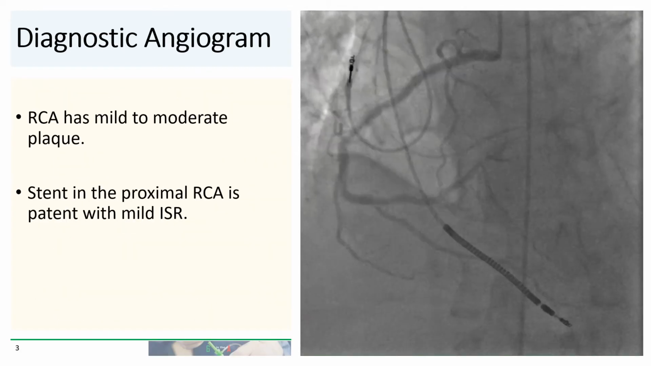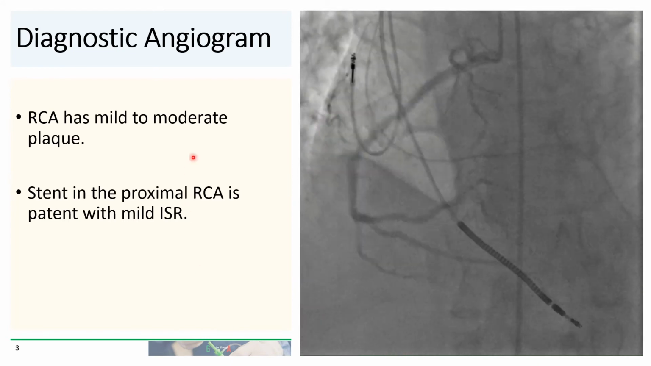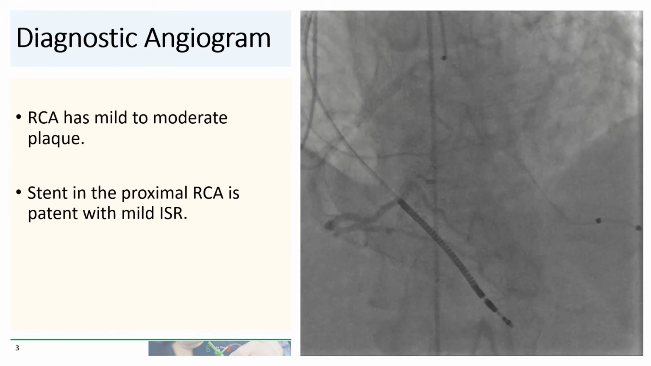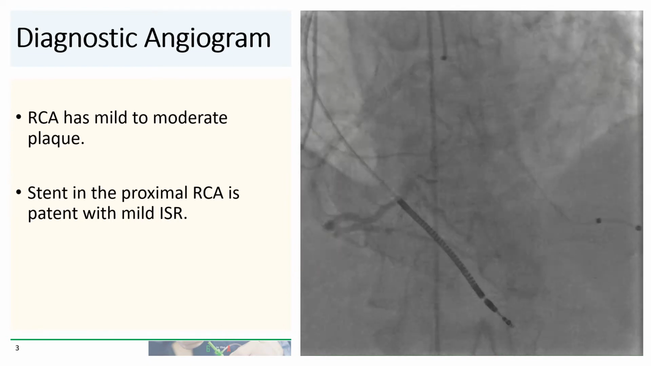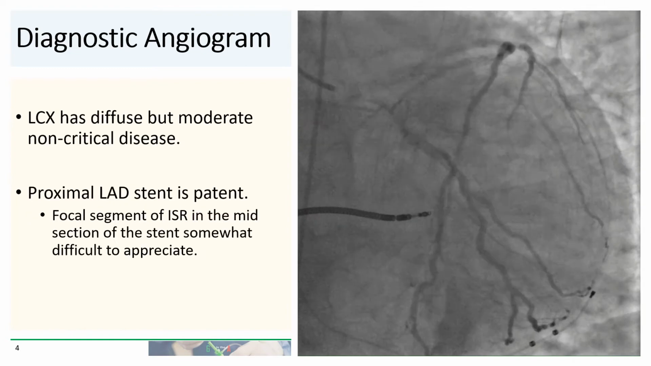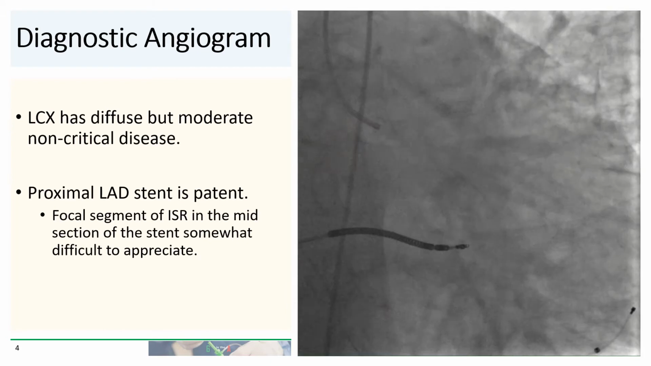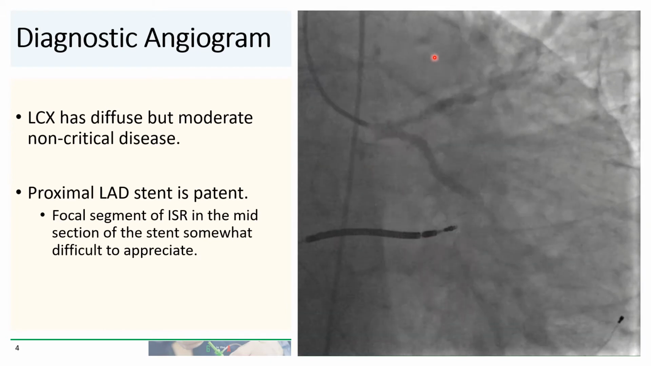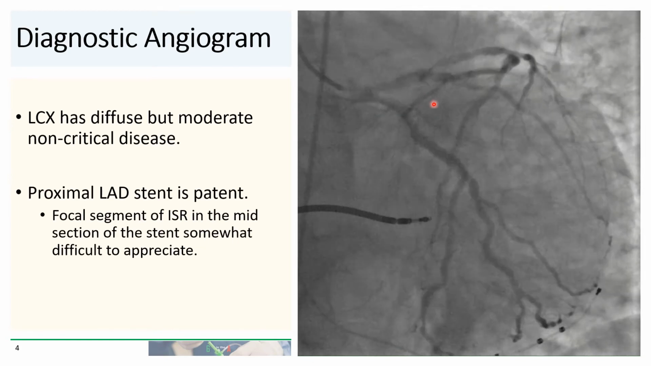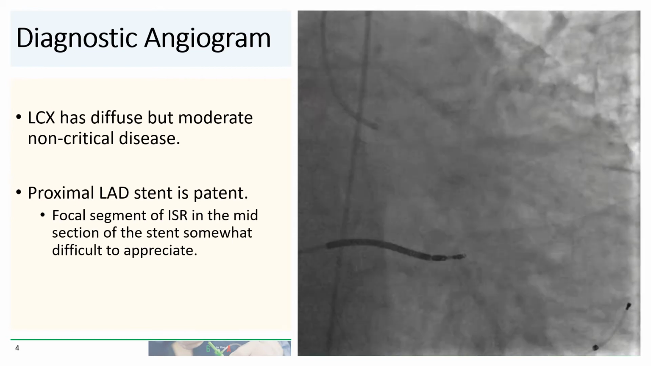On diagnostic angiography, the right coronary artery has diffuse mild to moderate plaque. The stent in the proximal RCA is patent with some mild in-stent restenosis. The left circumflex artery has diffuse but moderate non-critical disease. In the LAD, the stent is patent, but you can see that right here, there is a focal area of in-stent restenosis that is somewhat difficult to appreciate.